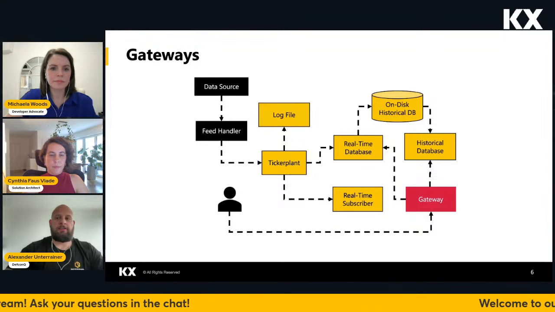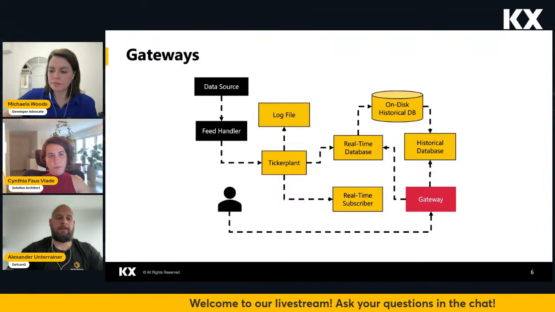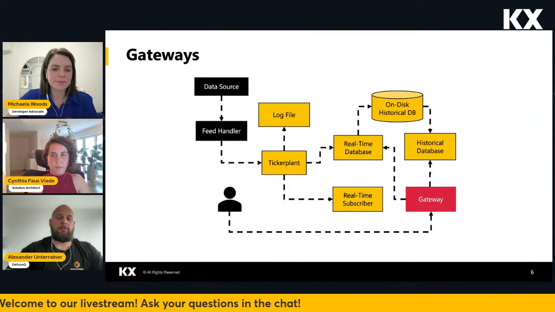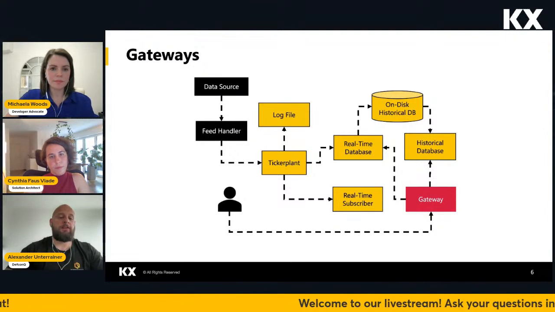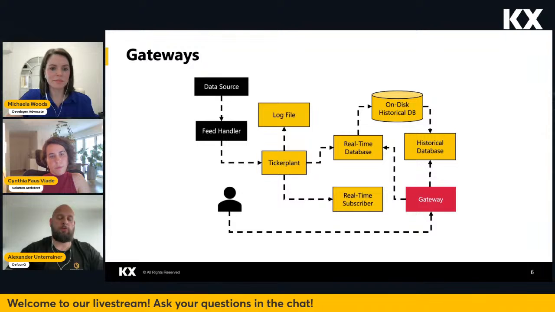Instead of sending a query to the RDB or the HDB and wondering why they are not getting the data they are looking for, we can simply have a gateway, a customized gateway API, that routes the query the user is sending to the correct process in the background to fetch the data they're looking for.